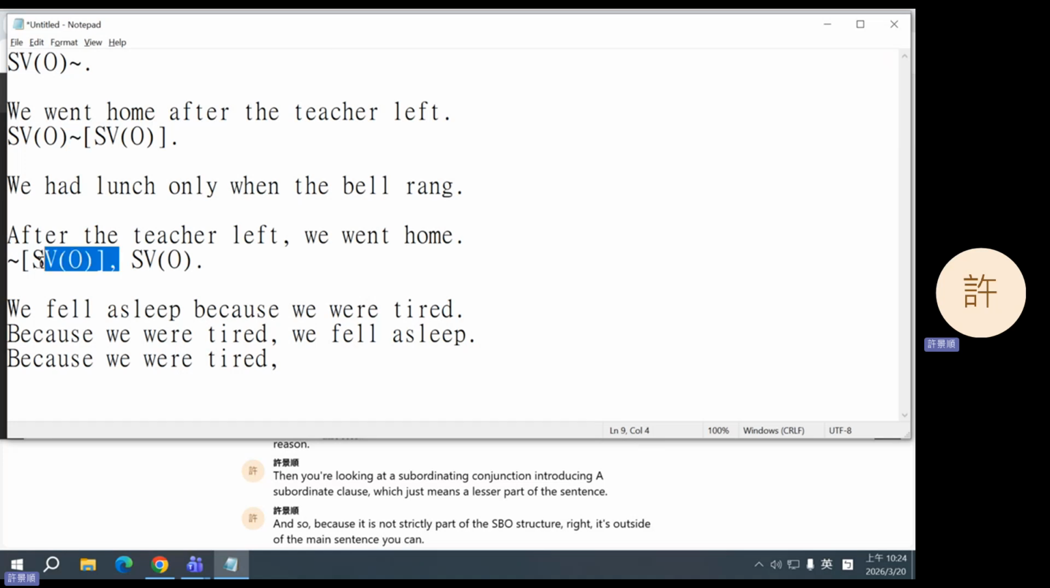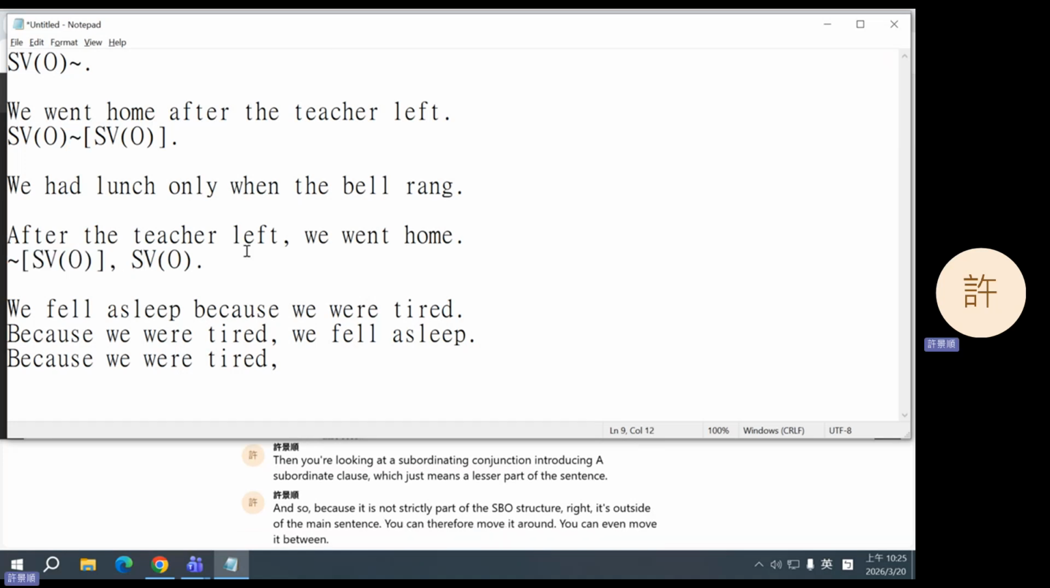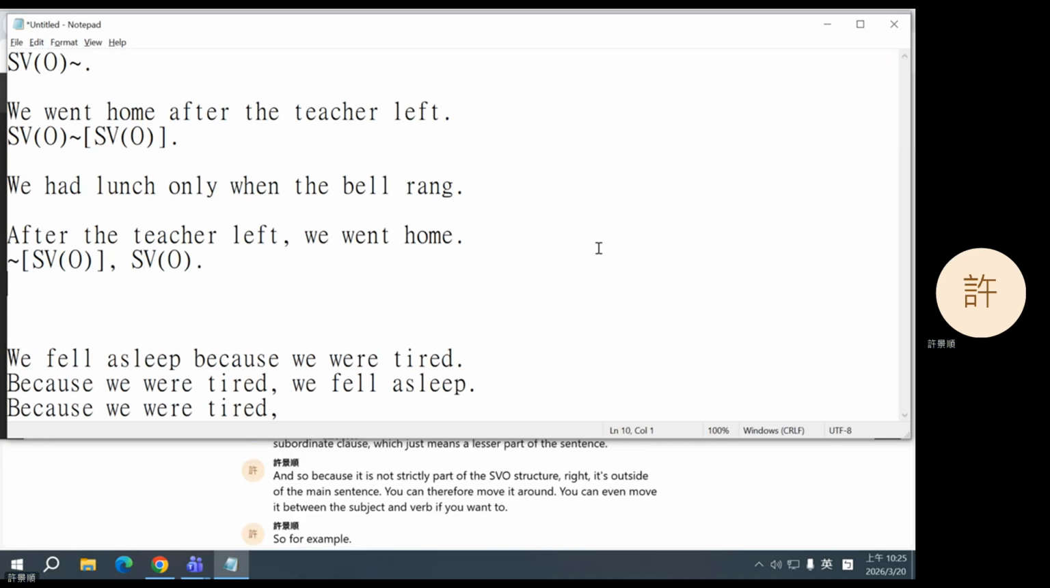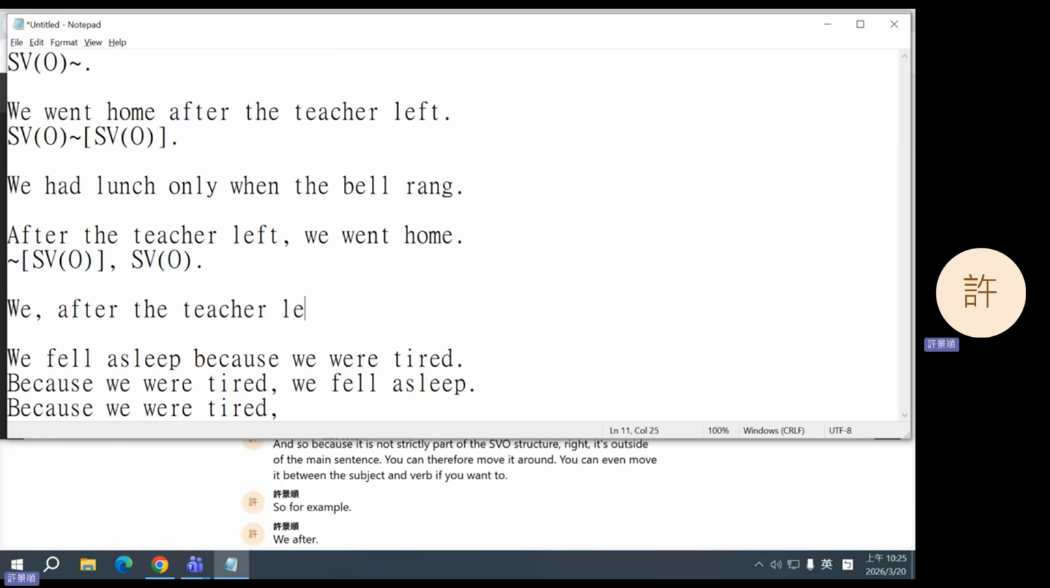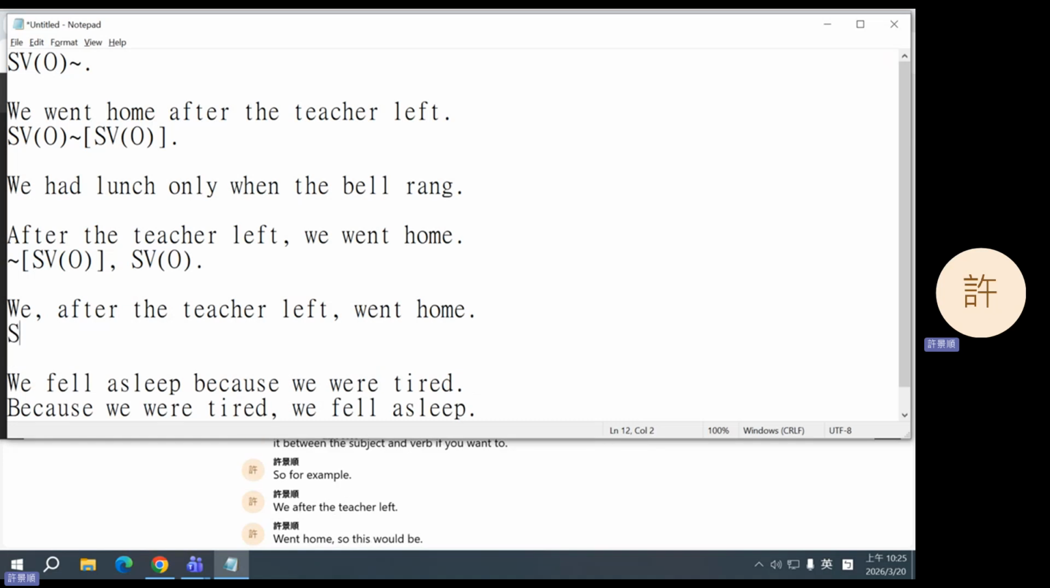You can therefore move it around. You can even move it between the subject and verb if you want to. So, for example, we, after the teacher left, went home. So this would be subject, and then you're inserting this part into the middle of the sentence. And that's perfectly fine.